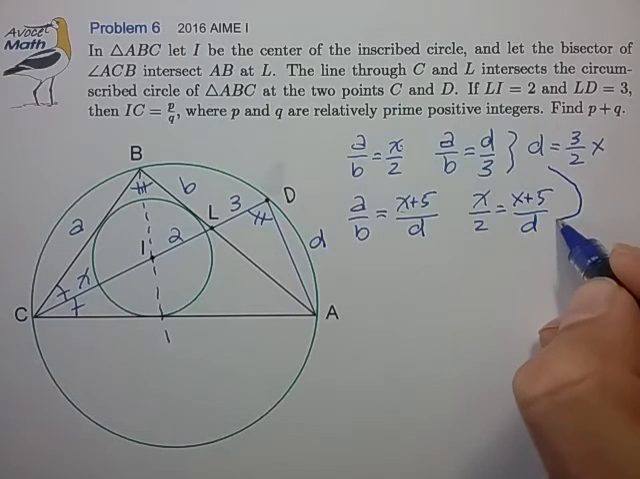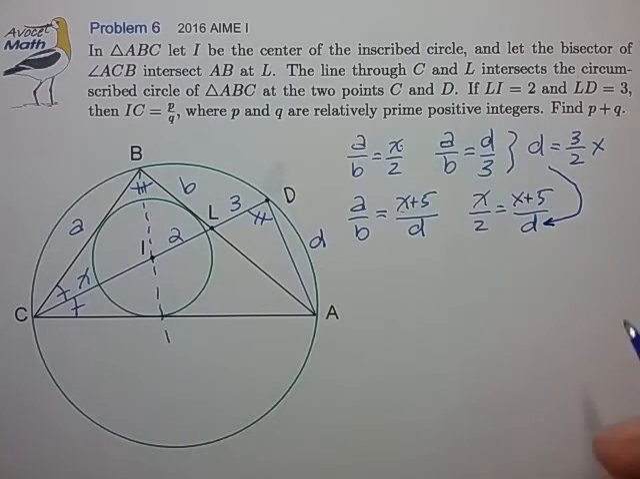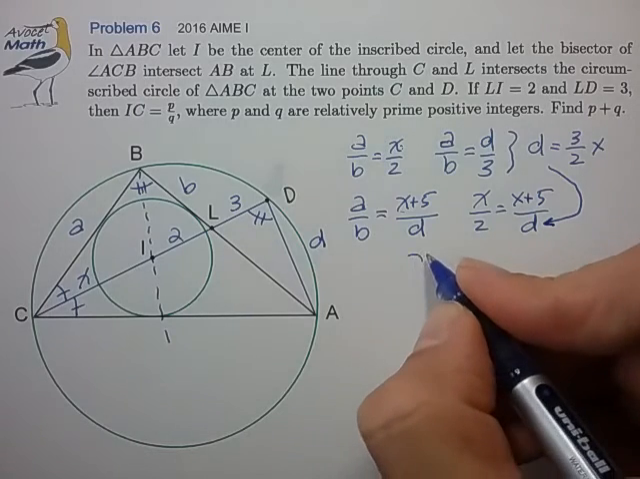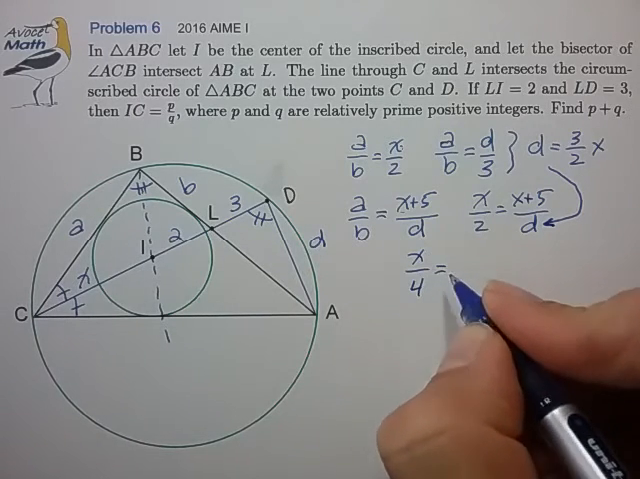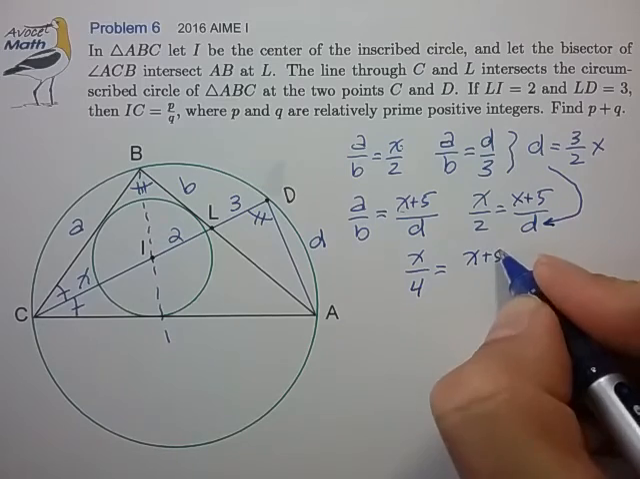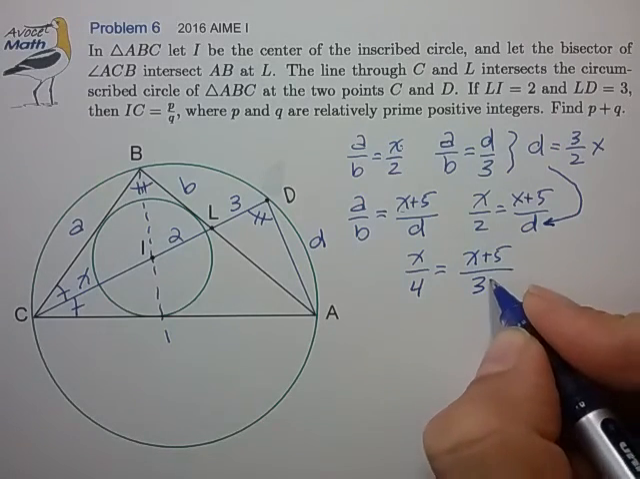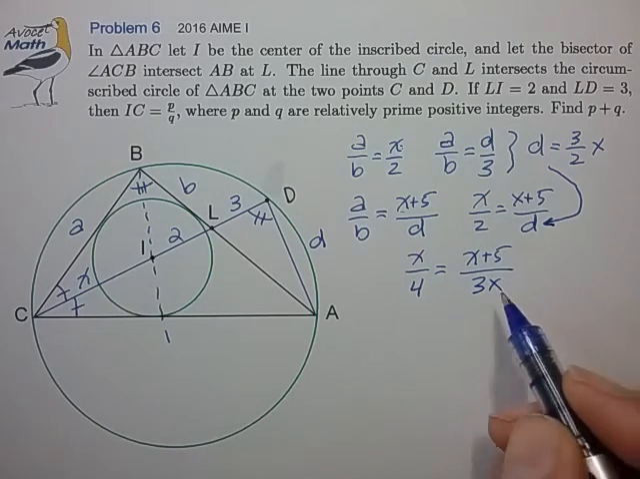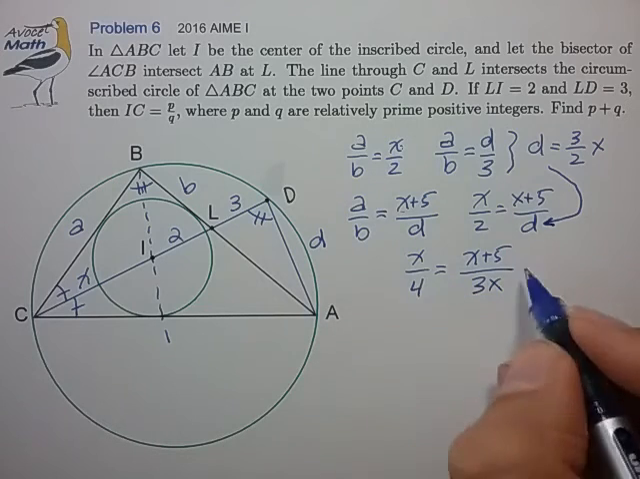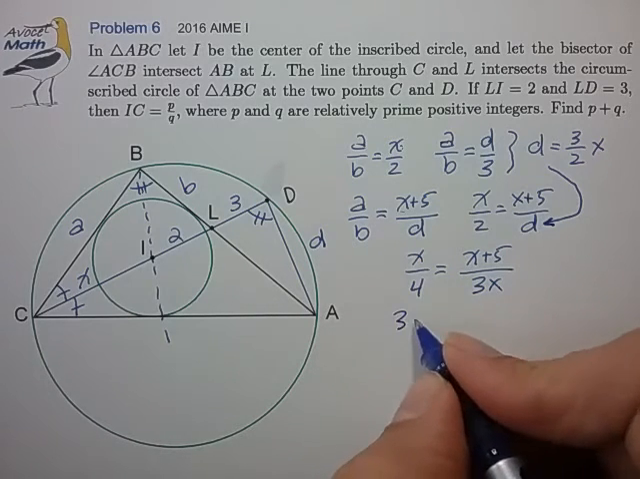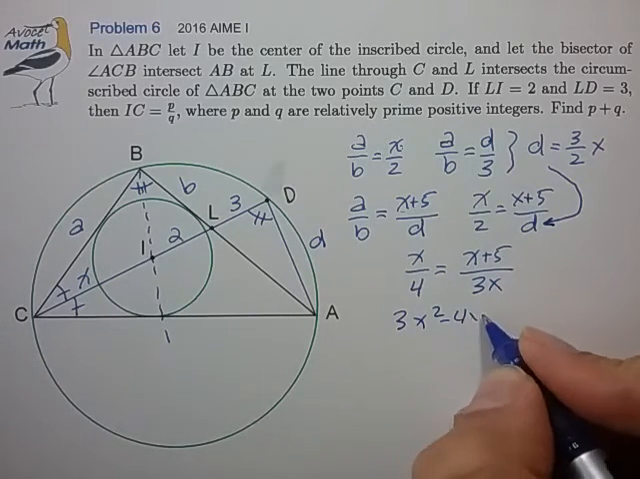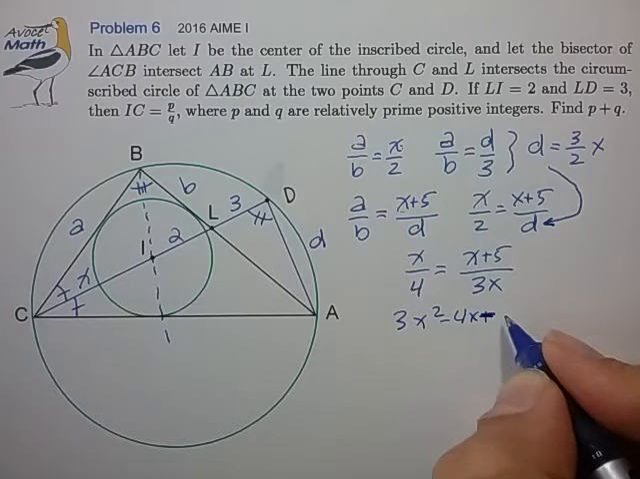Oh, and I see that we can now substitute the value D from above, and that gives us that X over 4 equals X plus 5 over 3X. Great, so we've eliminated everything. We can solve for X now. Let's cross multiply in the usual fashion.